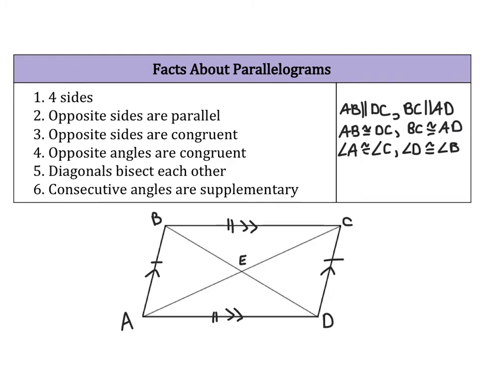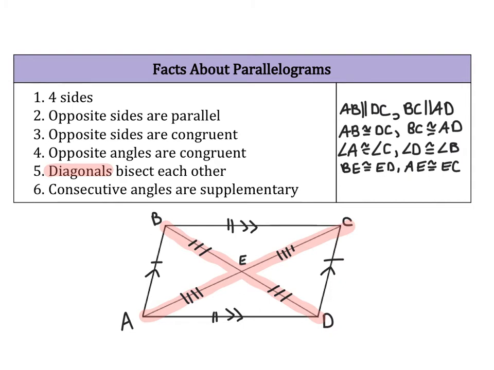This next fact states that diagonals bisect each other. Remember, diagonals are the lines that go across from corner to corner. Bisect means cuts in half. That means this first part of our diagonal, BE, is equal to the other half, so BE is congruent to ED. That's also true about our other diagonal, which is also bisected, so AE is congruent to EC.